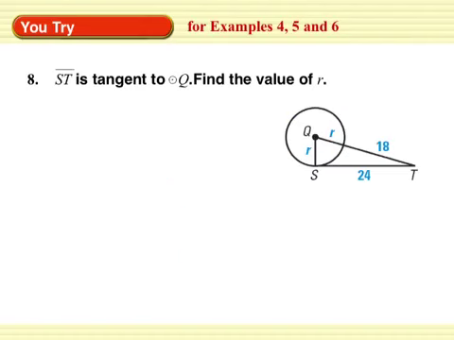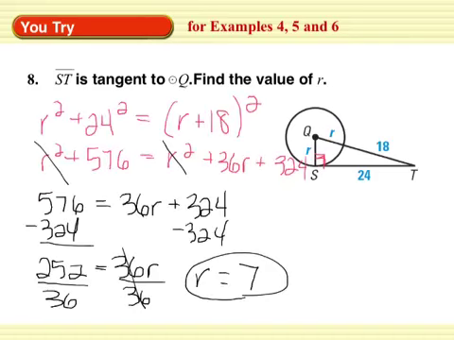ST is tangent to circle Q. Find the value of R. Okay, go ahead and try this one on your own. I'm going to push pause. All right, again, look through the work, make sure it makes sense. But R equals 7.